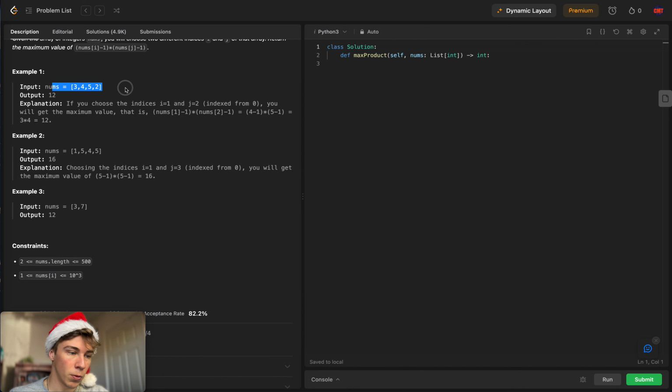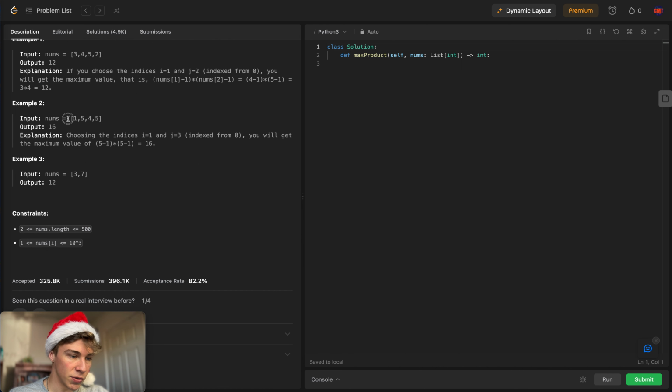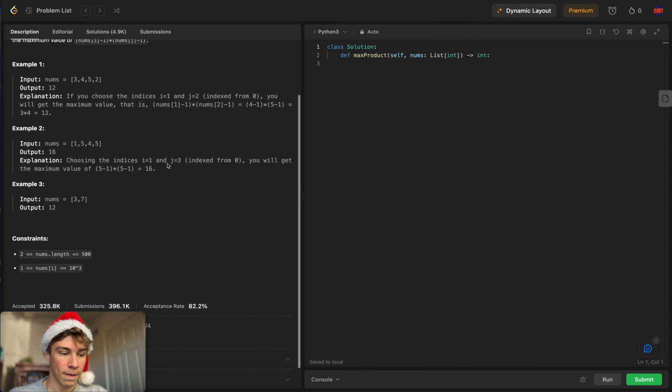And so in the example we're given here, an array of 3, 4, 5, and 2, we can see that the maximum two numbers here are 4 and 5. However, 3 times 4, which is the largest and the second largest values minus 1, is going to be 12. Same goes for here. This is just going to be 4 times 4 because 5 and 5 are the first and second largest numbers. And here it's just going to be 2 times 6, which is 12.